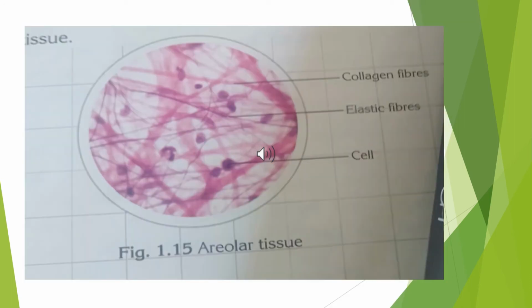Look at the picture. This is areolar tissue. Areolar tissue is a loose connective tissue that is present between organs. It is the packing tissue. It is areolar connective tissue beneath the skin, and acts as a support framework for epithelium.